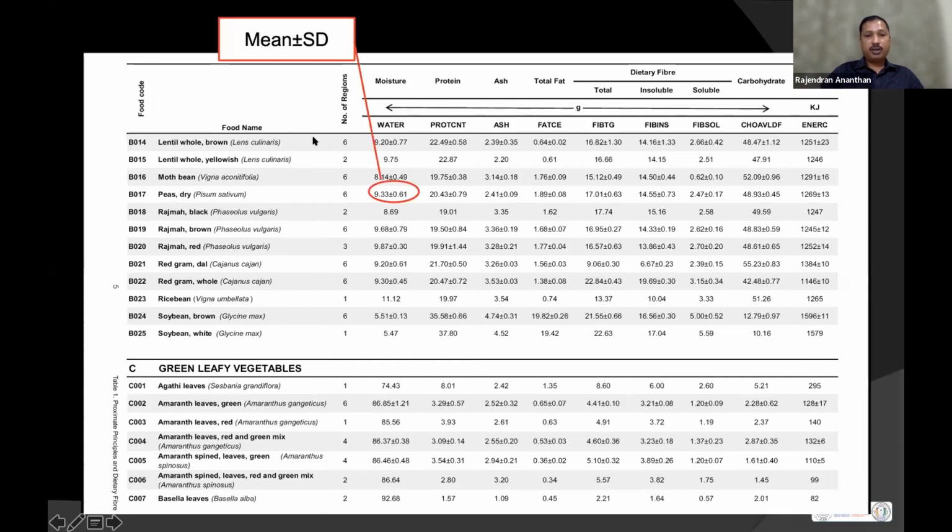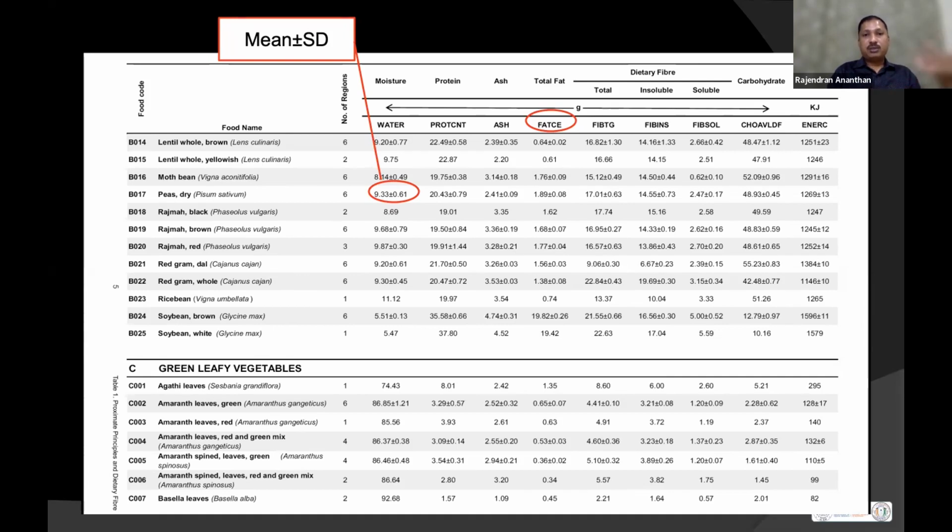And we have also given, sorry, yeah, here I think most of our users have a problem understanding the data, because there is a plus or minus value as well. The plus or minus value is nothing but, as I said, the standard deviation of all 6 regions. So once again, we wanted to recollect that we analyzed the data individually in all 6 regions.